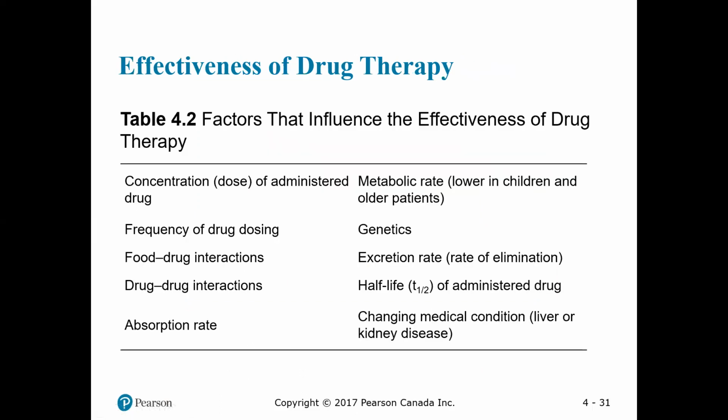Now, effectiveness of drug therapy. Factors that influence the effectiveness of drug therapy are the concentration or dose of the administered drug, and metabolic rate, which is always lower in children and in older patients. In adults, the metabolic rate is okay. Then frequency of drug dosing, which varies genetically. Food-drug interactions, and we have to take care of the rate of elimination. We have to watch for drug-drug interactions, and the half-life or T half of the administered drug must be taken into consideration, as well as the absorption rate.